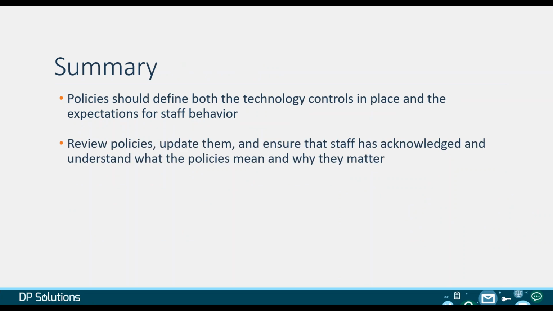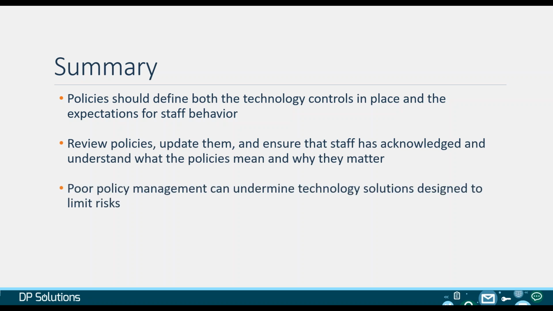These policies have to be reviewed, updated, and ensured that staff has acknowledged them and understand what they mean and why they matter. And poor policy management basically can undermine technology solutions designed to limit risks. There is no backup solution in place that can recover data that was not backed up to the place that the backup was designed to back up.